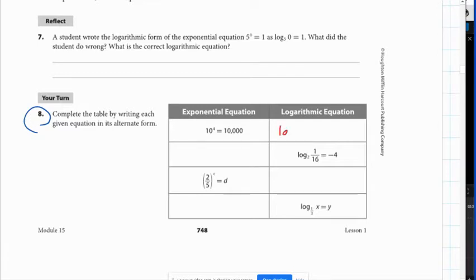So this is going to be log base 10 of 10,000 equals 4. The base to the exponent equals the number inside the log, 1/16. That is a true statement. This would be the log with the base 2/5 of b equals c. The answer to the logarithm is the exponent. And then again, the base raised to the answer is equal to the inside.